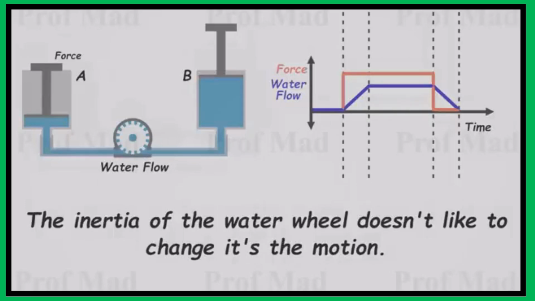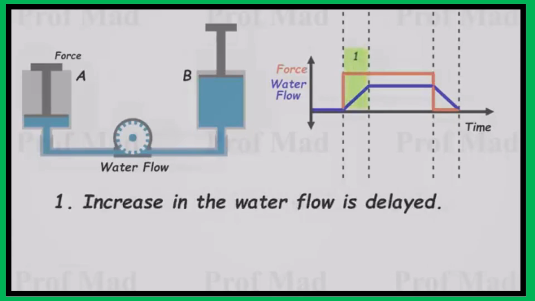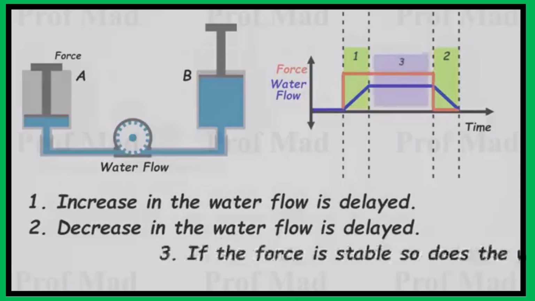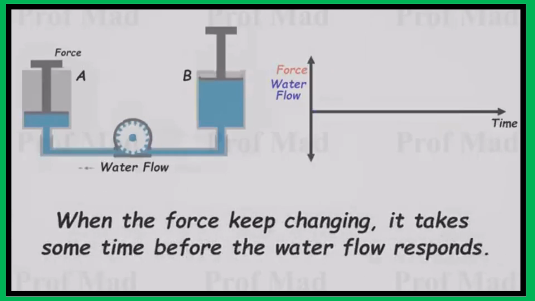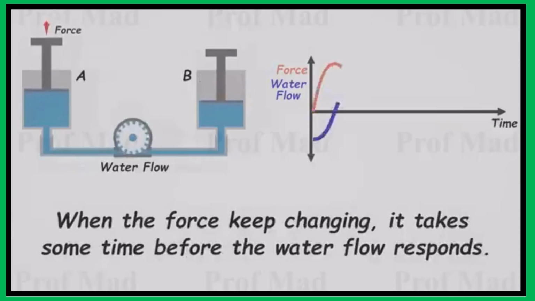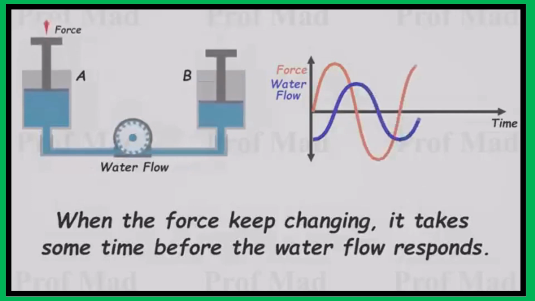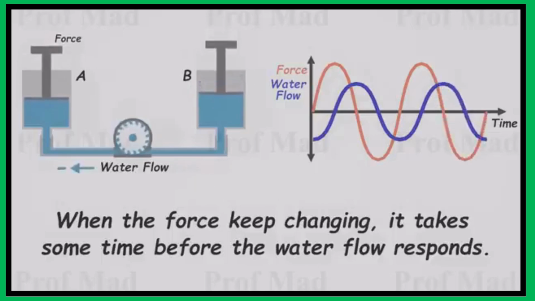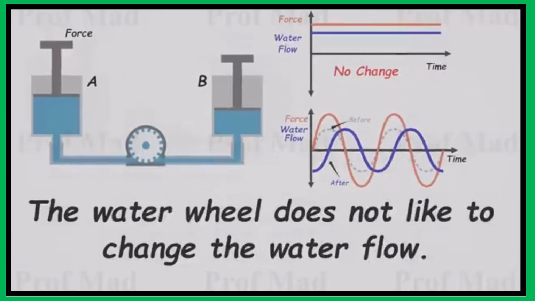From this, we observe some interesting characteristics. The water wheel delays the increase in water flow. The water wheel delays the decrease in water flow. When the force remains constant, the water wheel does not impact water flow, behaving like an ordinary pipe. When the force changes continuously, the water flow only responds after a delay. In general terms, we can say the water wheel resists abrupt changes in water flow.